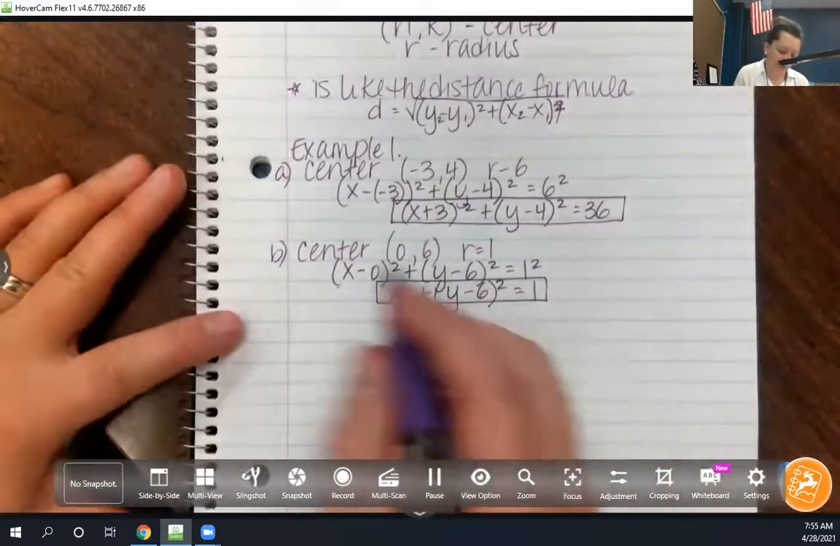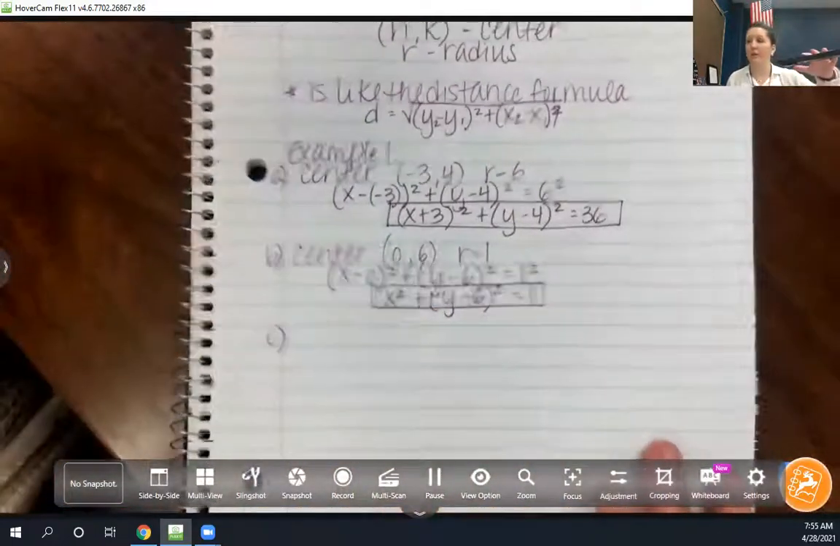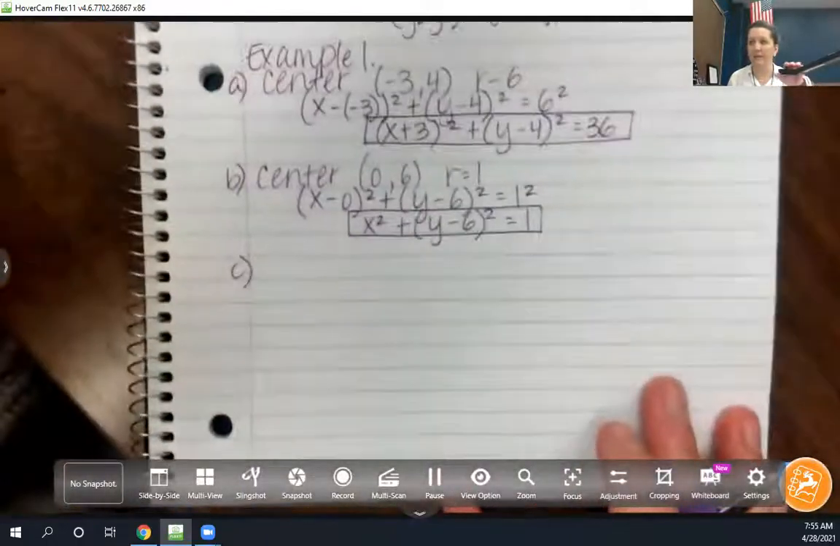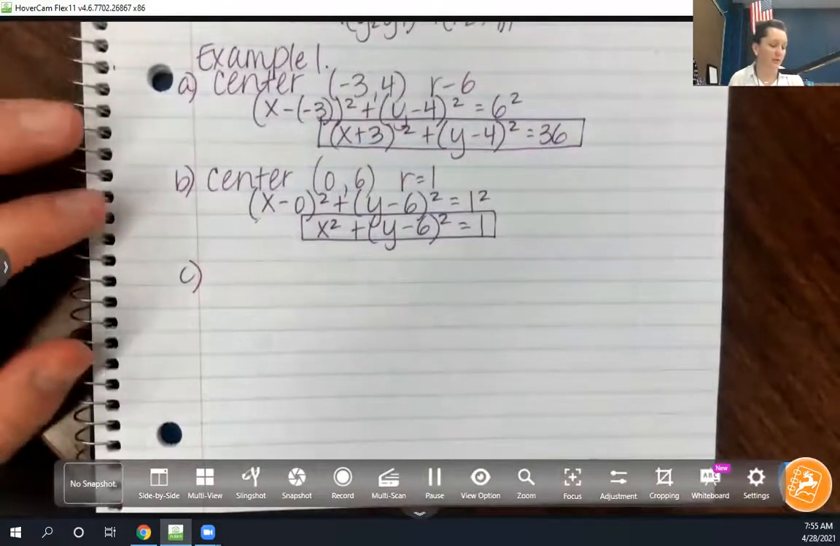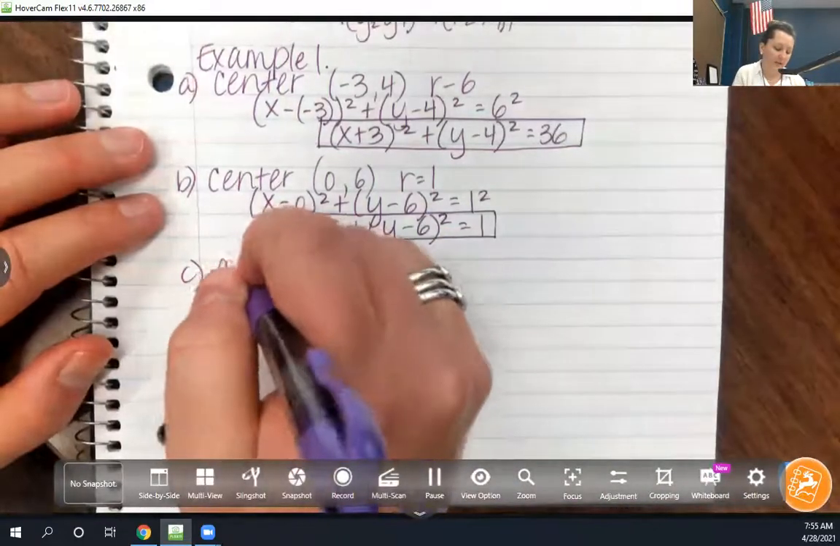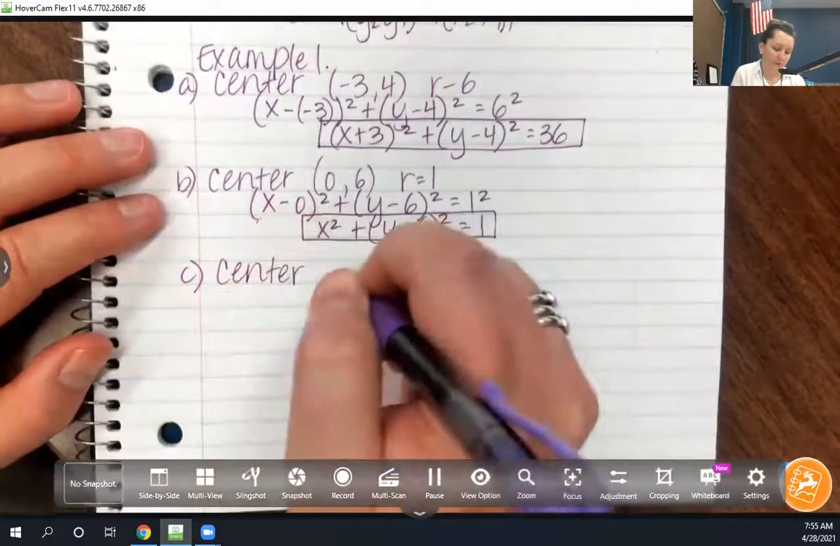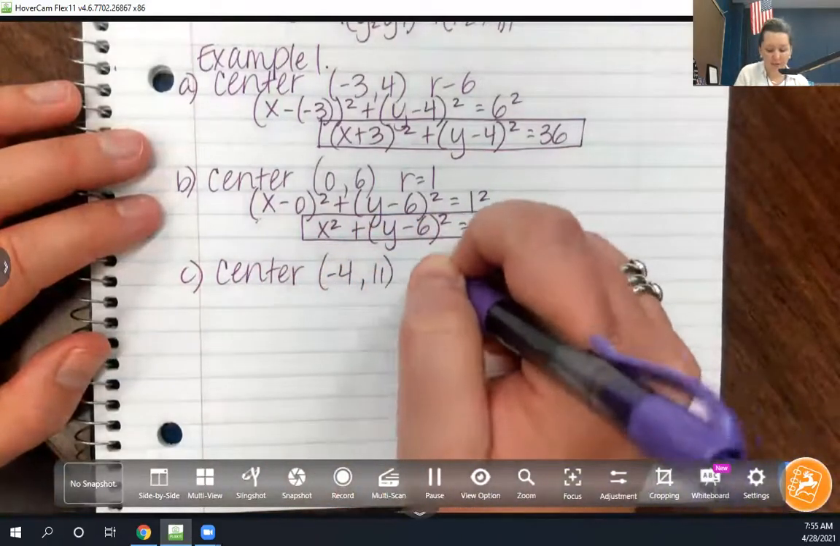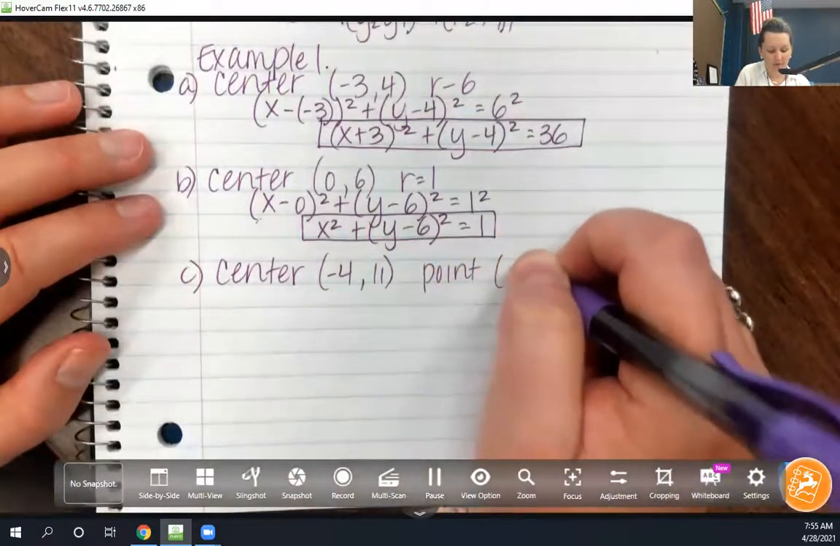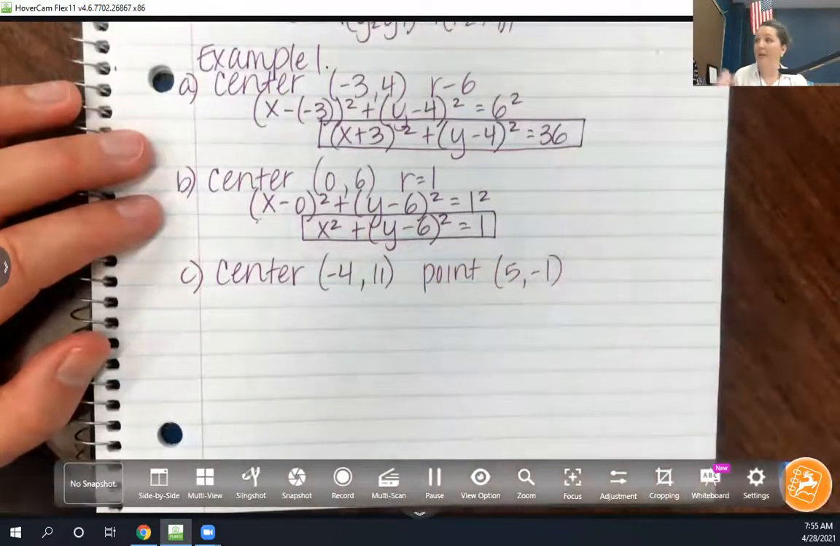All right, let's look at letter C. We'll keep going, maybe increase our intensity here. It says write the equation of a circle in standard form. Here's our center, -4, 11, and it contains the point 5, -1.